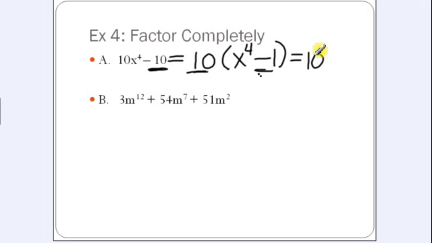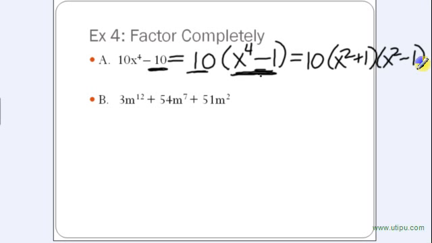The 10 will stay out in front, and then I can notice that this is the difference of perfect squares. I can split it up into x squared plus 1 times x squared minus 1, because x squared times x squared does equal x to the fourth. Positive 1 times negative 1 does equal negative 1. And again, the outside times outside plus inside times inside would be opposites and cancel.